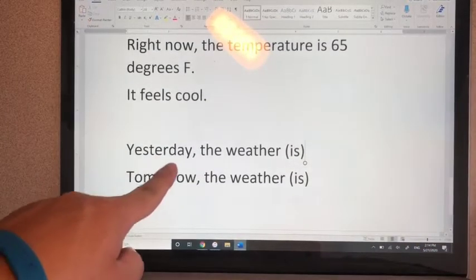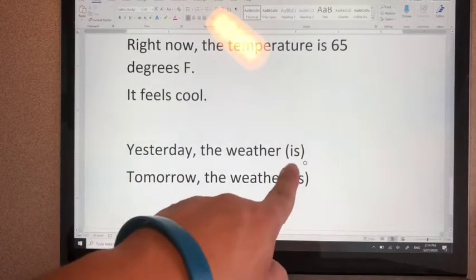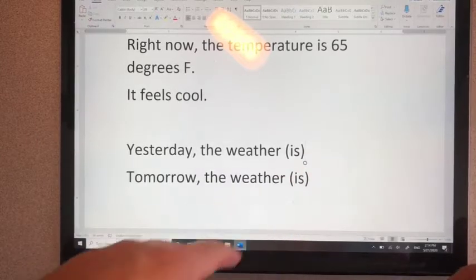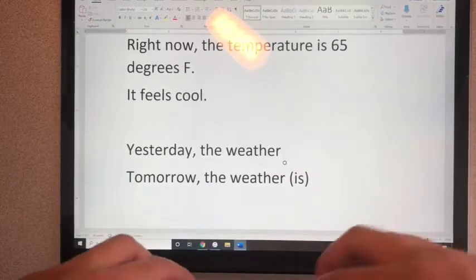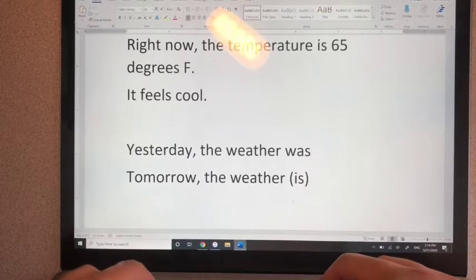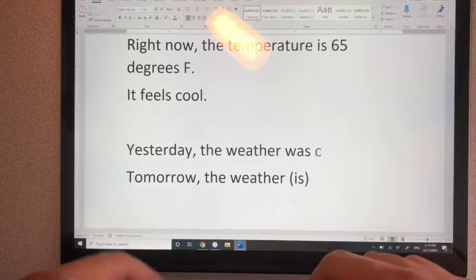So yesterday, if we're talking about yesterday, we change the word is to past tense. So we say the weather was. Yesterday, the weather was cloudy.